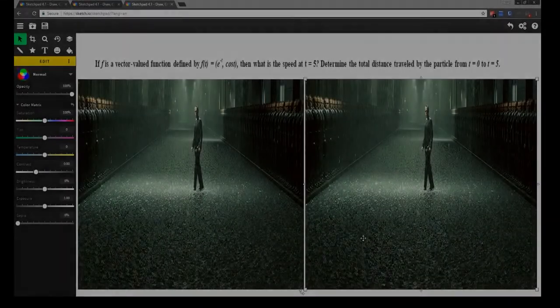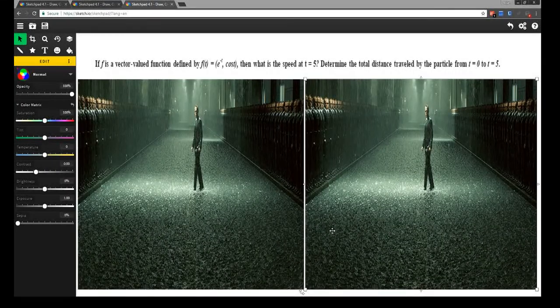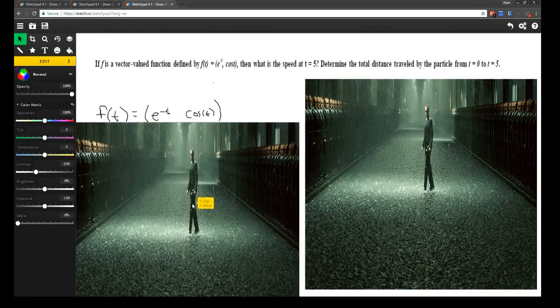Question 4. If f is a vector-valued function defined by f of t is equal to e to the negative t, cosine t, then what is the speed at t equals 5? Also, determine the distance traveled by the particle from t equals 0 to t equals 5.